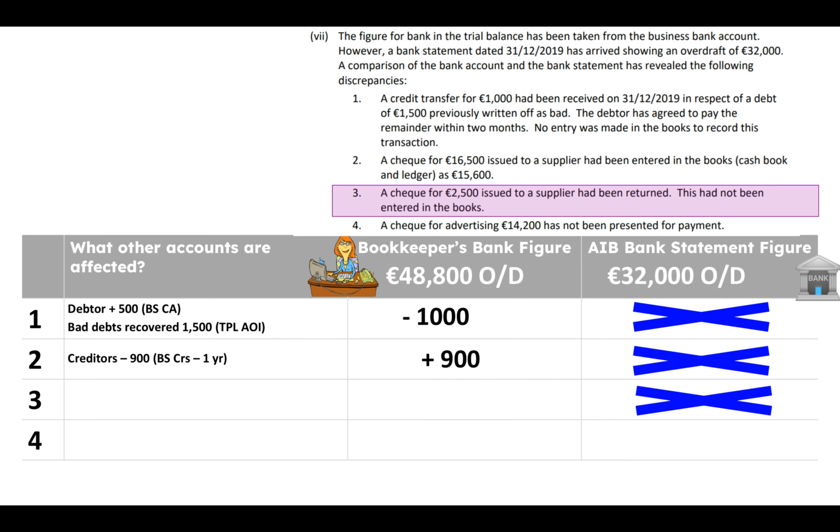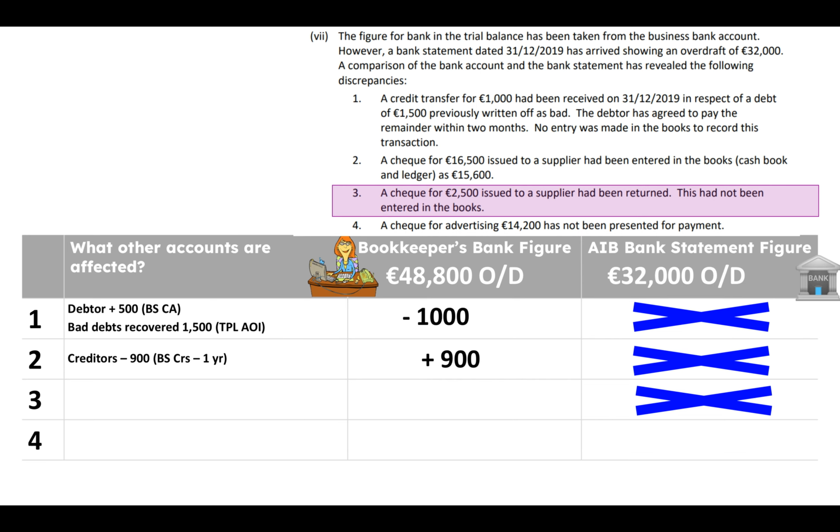So maybe there was a mistake by the bank or something like that, or a mistake by the bookkeeper when she was writing the cheque. Maybe she didn't sign it, maybe she didn't date it. Whatever the reason, anyway, a cheque came back into the business that had been sent out for a creditor. So when the cheque went out, the bank was credited and the creditor was debited. So the creditor reduced and the bank also reduced.